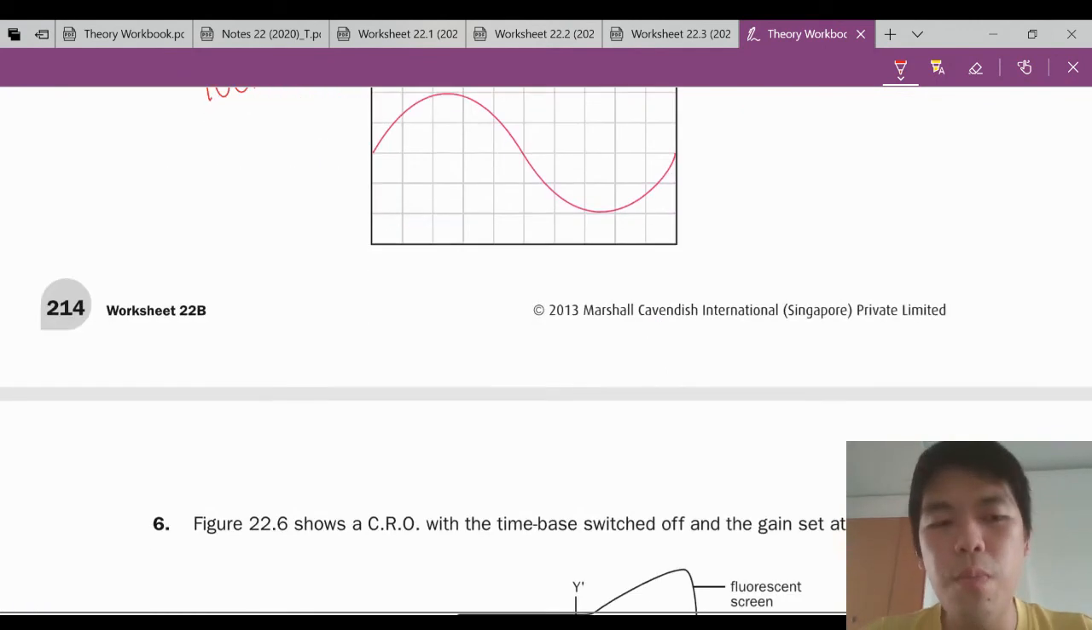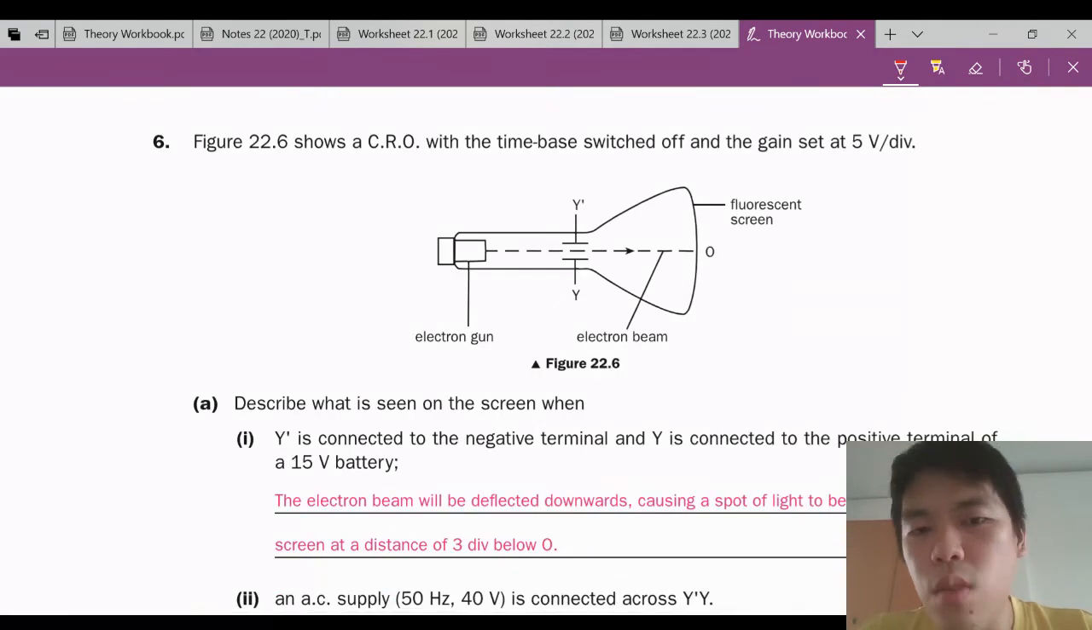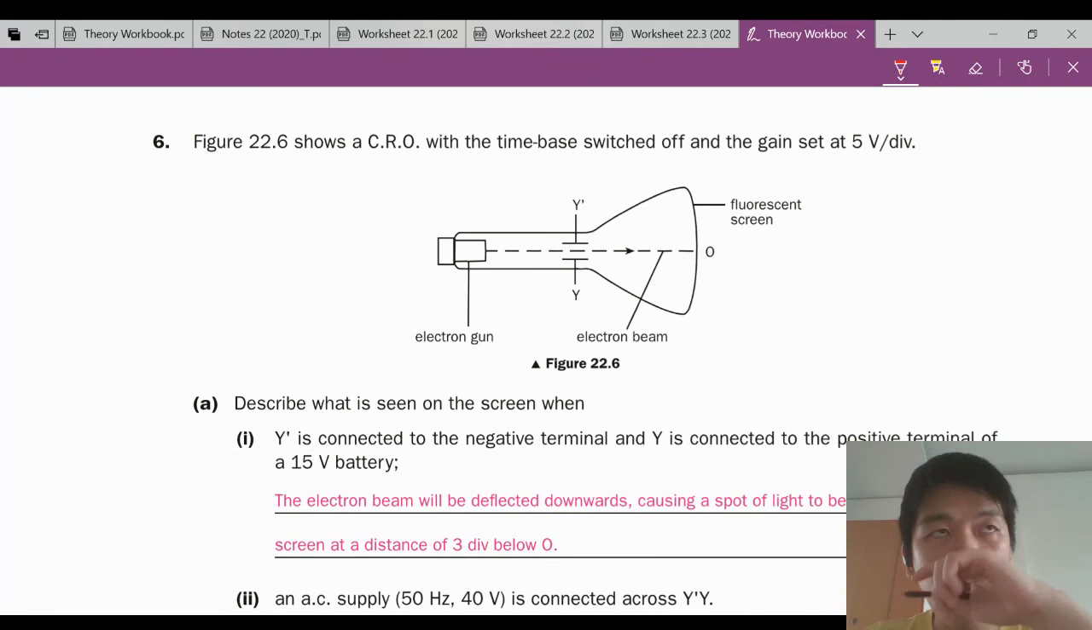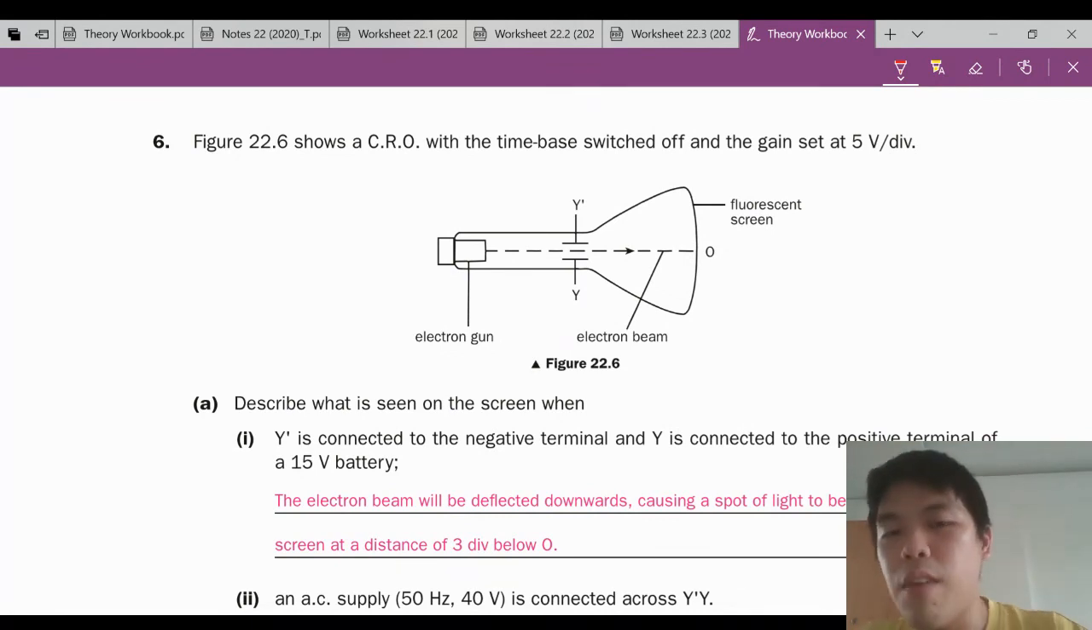Okay. Next, question 6. Question 6 is a cathode ray oscilloscope with the time base switched off and the gain set at 5 volts per division.